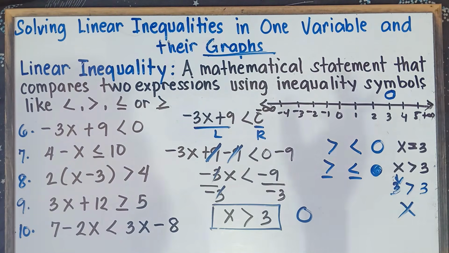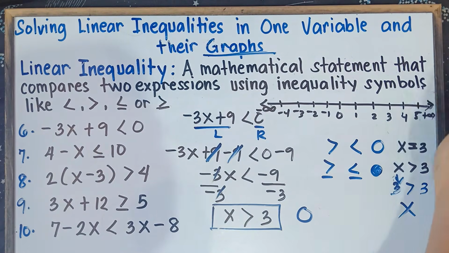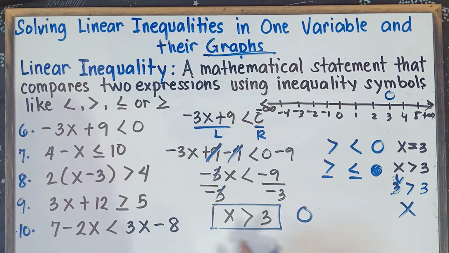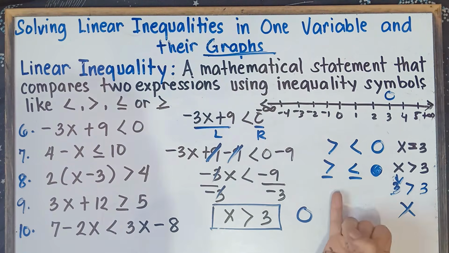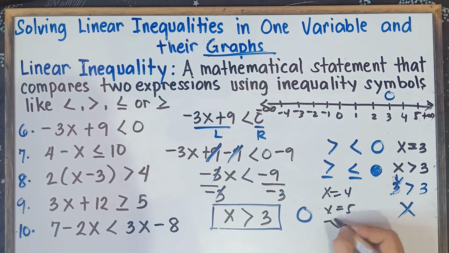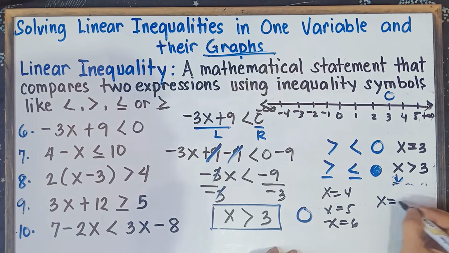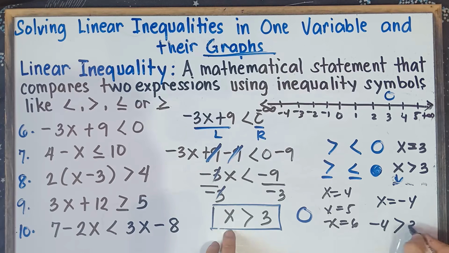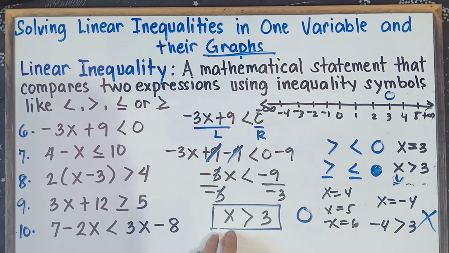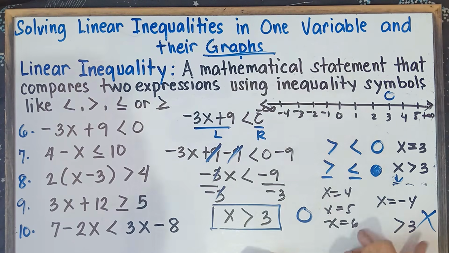3 is not included. That's why we use an open circle. Then, the x value greater than 3 could be 4, it could be 5, it could be 6, it could be 20. How about if I say x is equal to negative 4? Is negative 4 greater than 3? Nope. It will not satisfy the inequality. Negative 4 is not allowed.